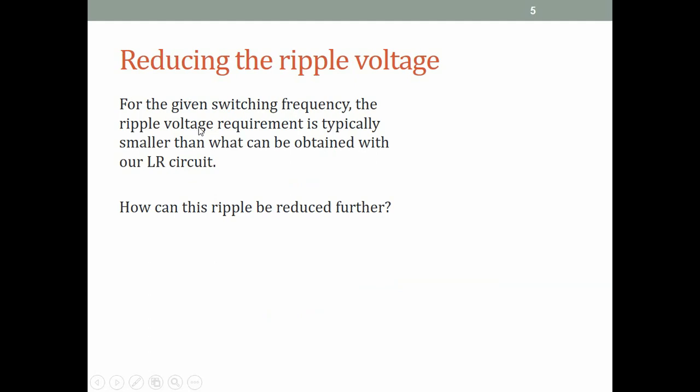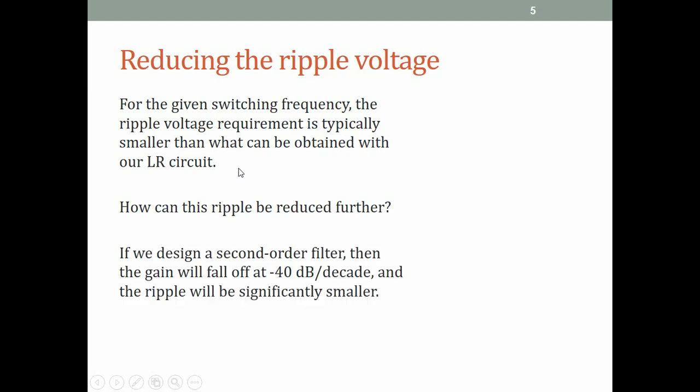Suppose we want to reduce the ripple voltage for this given switching frequency, how can we reduce it? Okay, so that is the next question we ask. How can we reduce the ripple if the switching frequency is lower? One thing we can do, of course, is we can increase L so that the L by R is higher, the time constant is higher, and the minus 3 dB frequency is lower. But it turns out that that is not very practical or the most effective way of doing it.